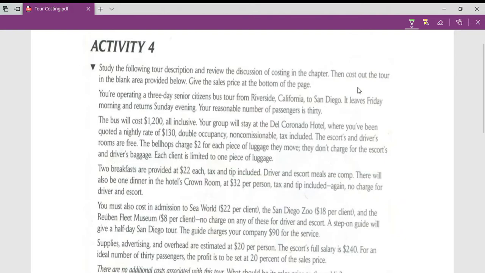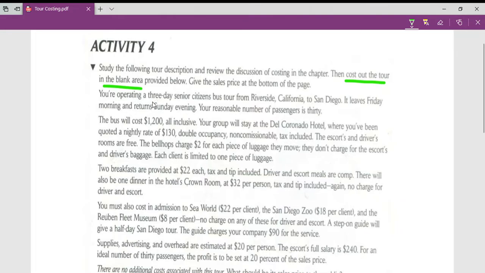It says you have to cost out the tour in the blank area provided. The reason why I'm highlighting this is because in your assignment, and I warn you, I want you to make sure that you have a proper table where you can do a proper tour costing. If you just write everything and it's all over the place, I'm going to penalize you for that. Just like you guys doing accounting, there needs to be a proper table. I need that as well.